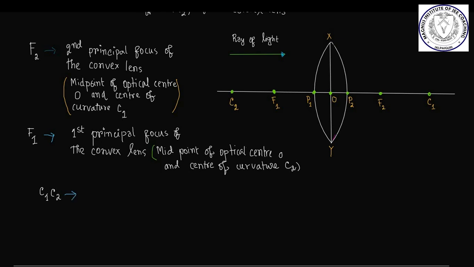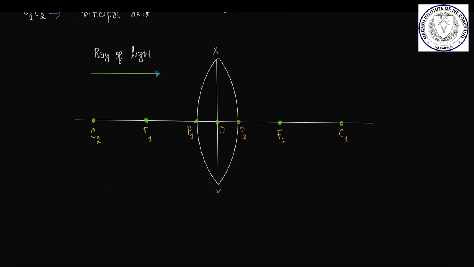The horizontal straight line C1C2 connecting the two centers of curvature is the principal axis of the lens.